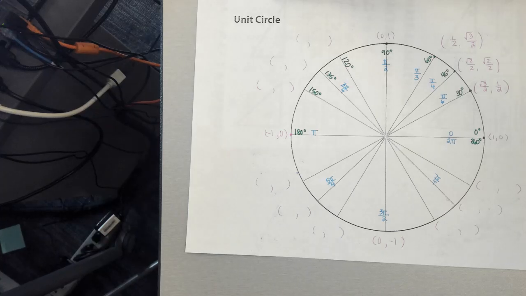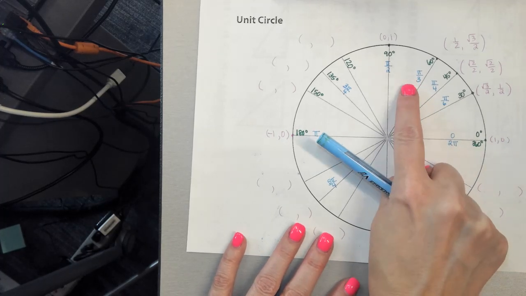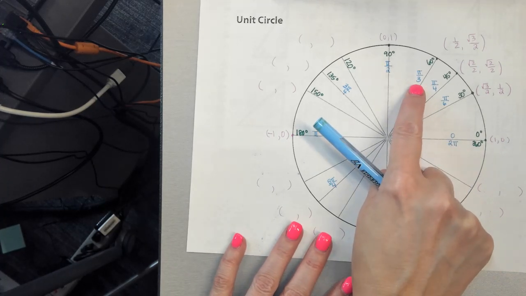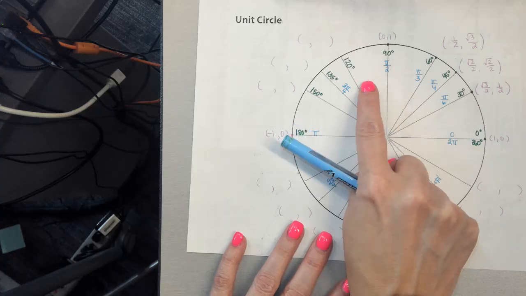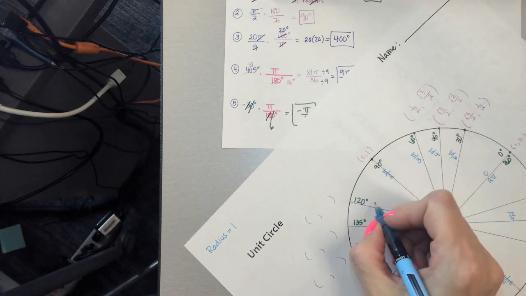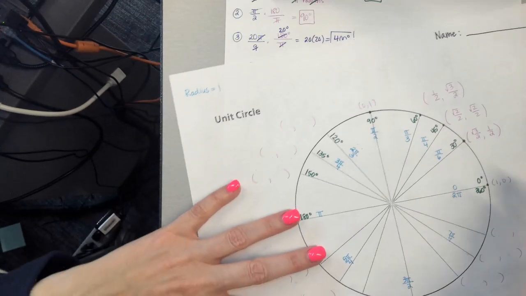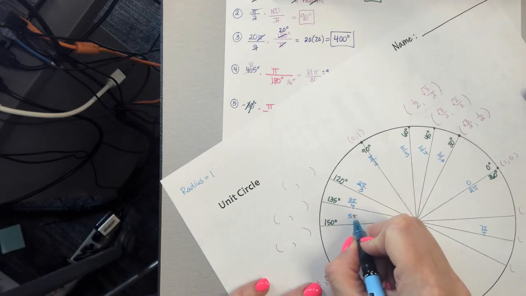Okay, if you wanted to fill in all the rest with reducing, you could count by pi over 6. This is 1 pi over 6, and then go another 30 degrees, 2 pi over 6, 3 pi over 6, 4 pi over 6, and 4 pi over 6 reduces to 2 pi over 3. Okay, and then 5 pi over 6 is here.